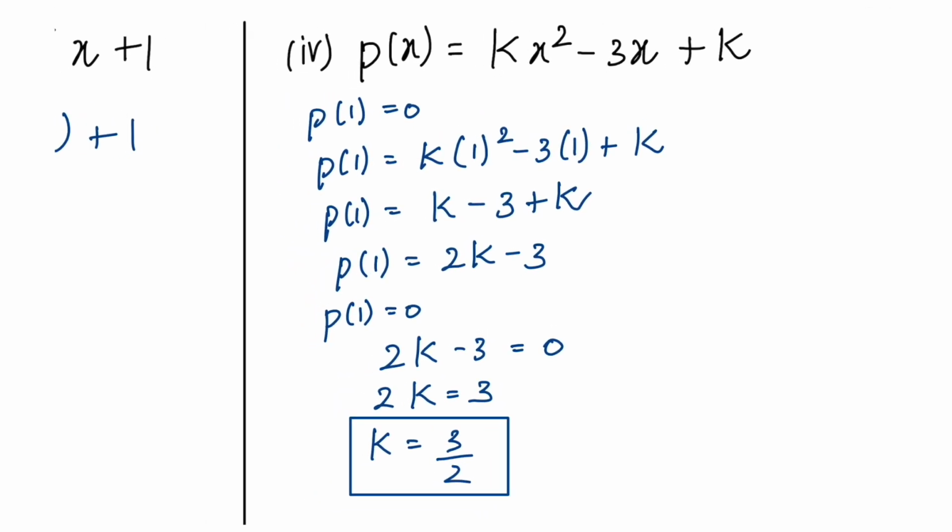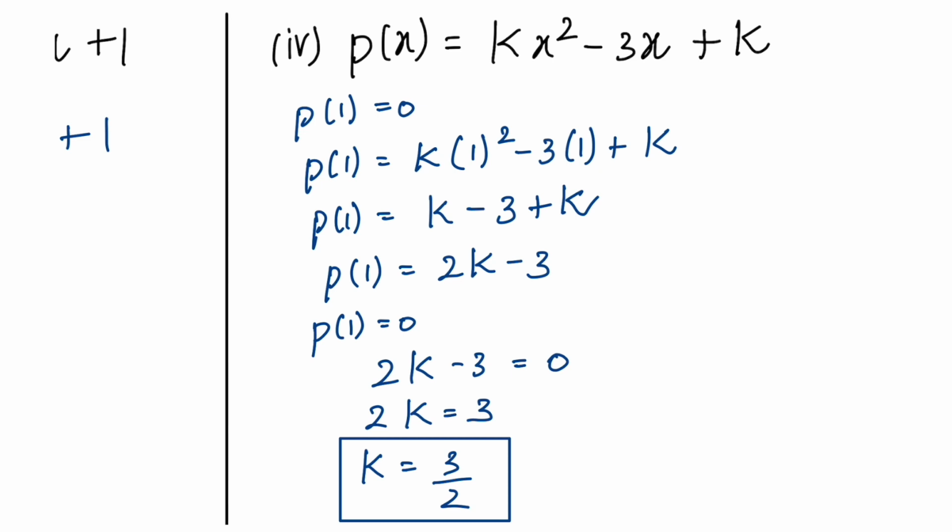So there is nothing really different here. We have just solved it with the same process by using factor theorem. Since x minus 1 is a factor, we know that P of 1 should be equal to 0. With that, we have found the value of P of 1 in terms of k, because the value of P of 1 is equal to 2k minus 3. And we know that P of 1 is obviously equal to 0 because x minus 1 is a factor.